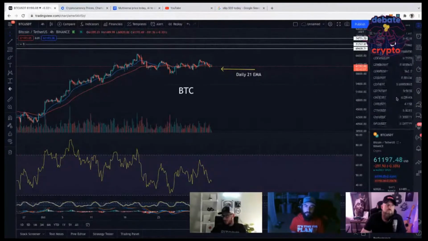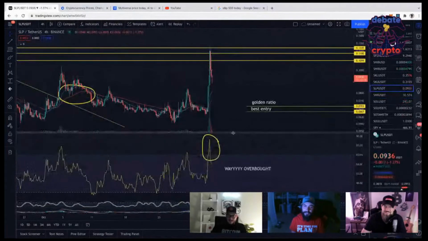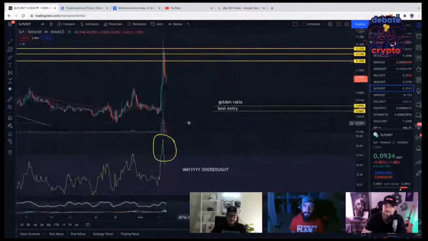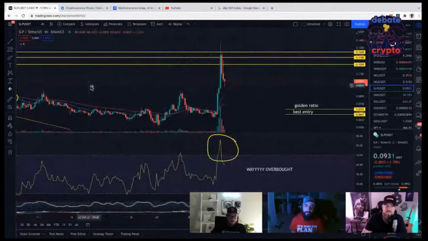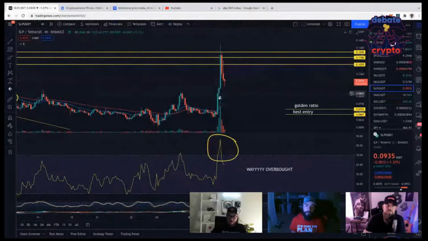It was SLP, smooth love potion, right? I put this up earlier today. It's used in Axie Infinity. Yeah, it's a metaverse project now. We had this massive move. This is a 4 hour time frame, so this is 4, 8, 12. In 12 hours, you rallied like 100% basically.